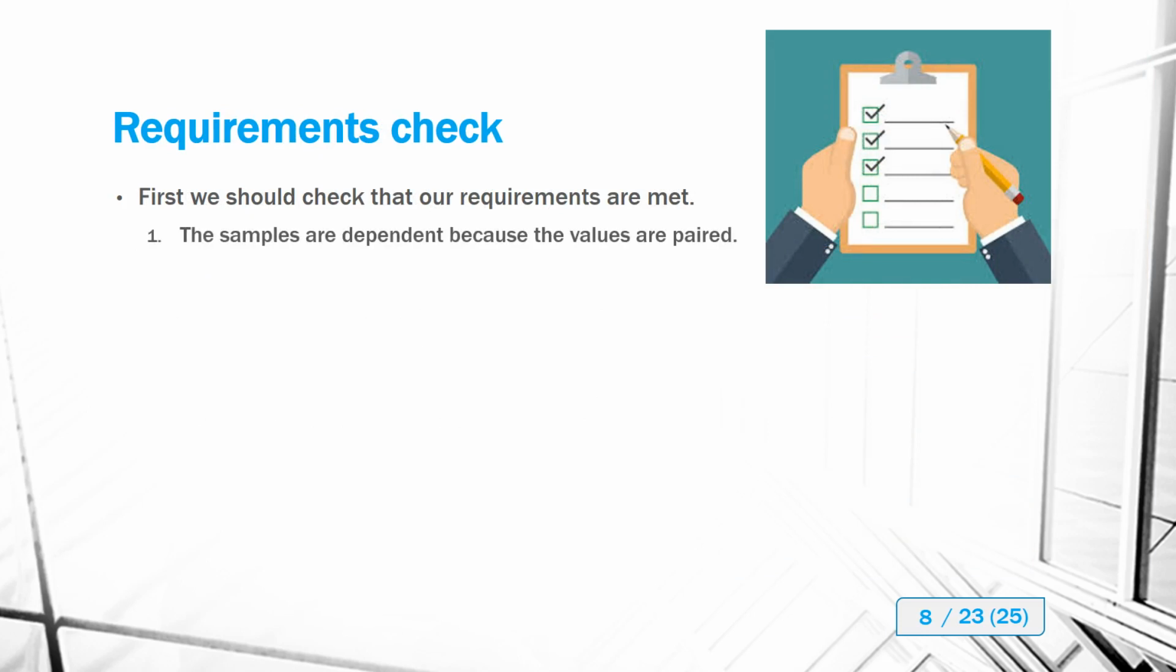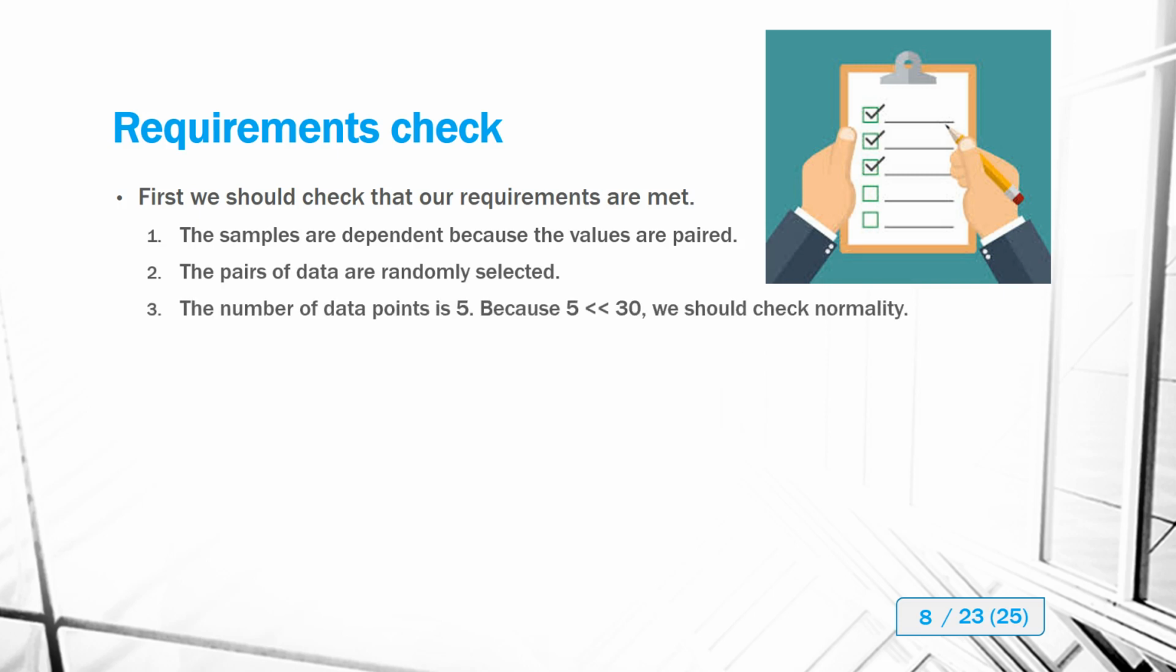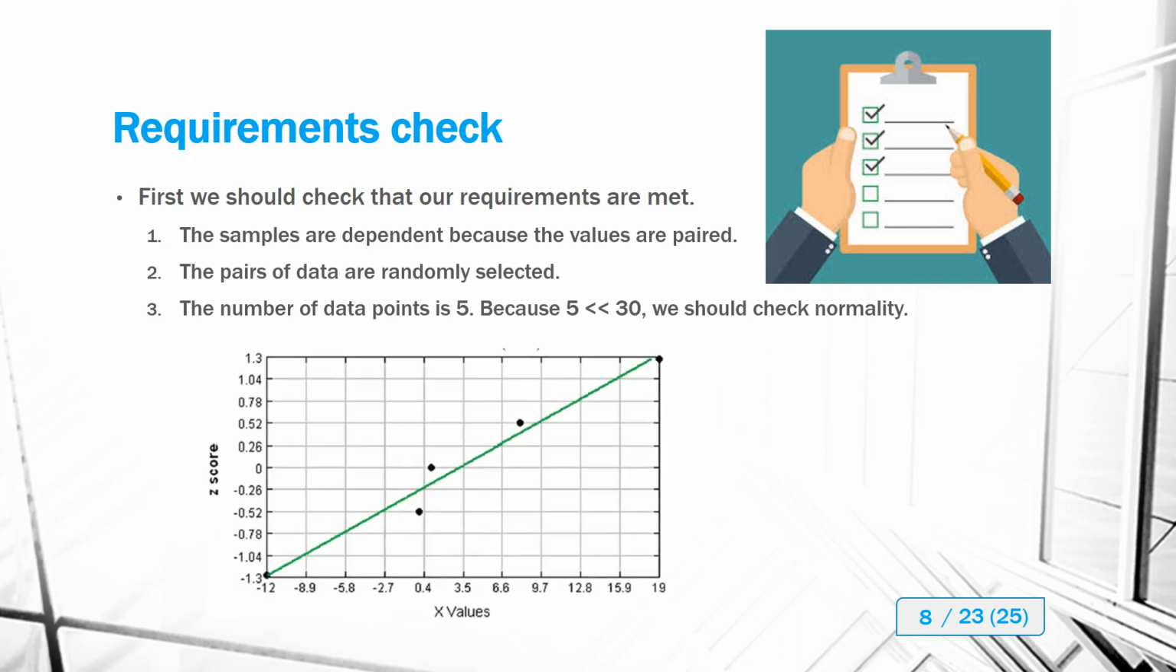The samples are dependent because the values are paired. The pairs of data are randomly selected. We have 5 data points, and 5 is far less than 30, so we should check for normality. If we take our 5 data points and put them in a QQ plot, here's what we get. Doesn't look anything too crazy going on here, so we're going to say we've got a normal distribution for the population, and therefore it appears that our requirements are met.